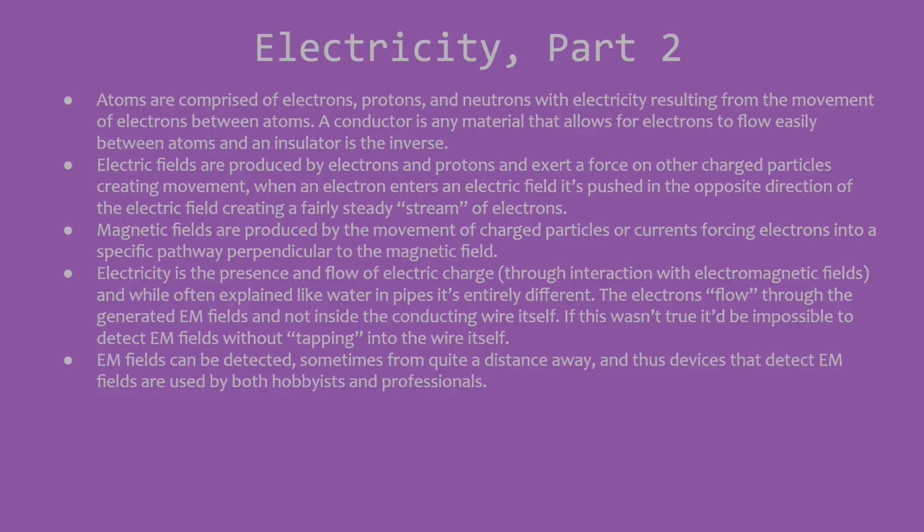Sometimes electricity is described very incorrectly as water flowing through a pipe. However, this is actually not how electricity works. Electrons actually flow through the generated electromagnetic fields, not inside the conductors themselves. This is a very important point. The result of this is we can actually detect the EM fields without tapping into the conductors. And if it was water flowing through the pipes, this would not be possible. EM detection is used by hobbyists, professionals, and even the occasional ghost hunter.